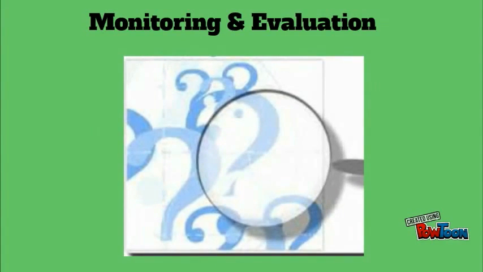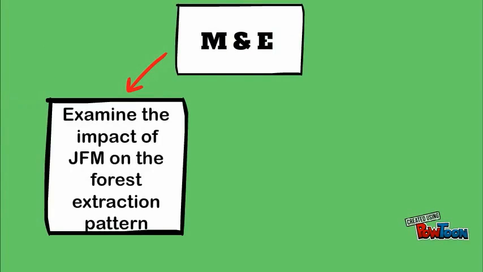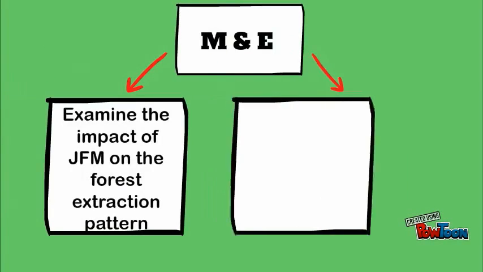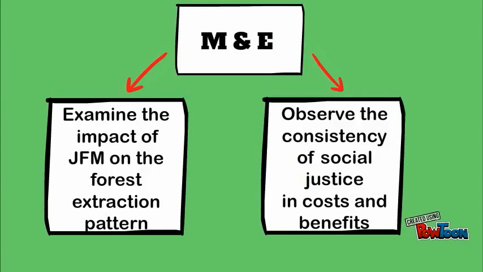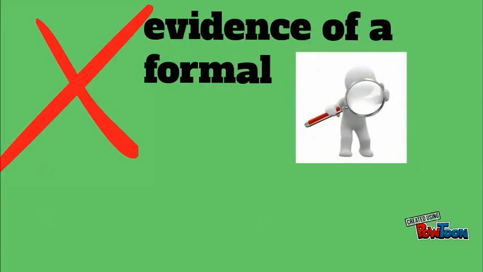Monitoring and evaluation. The monitoring and evaluation process aimed to examine the impact of JFM on the forest extraction patterns and observe the consistency of social justice in costs and benefits over time. There is no evidence of a formal monitoring mechanism of the project. The social cost benefit analysis that was conducted in 1996 was an ongoing evaluation exercise of the 40-year project.